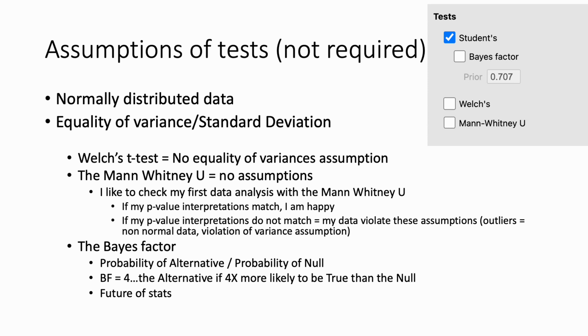Now, if you violate the homogeneity of variance assumption, Jamovi will give you a warning. You'll see it. And then you can use Welch's t-test, which makes no assumption of equality of variances. Daniel Lakens, who is my favorite living quantitative psychologist, suggests we should always use Welch's t-test. So instead of clicking Student's, you should click Welch's.